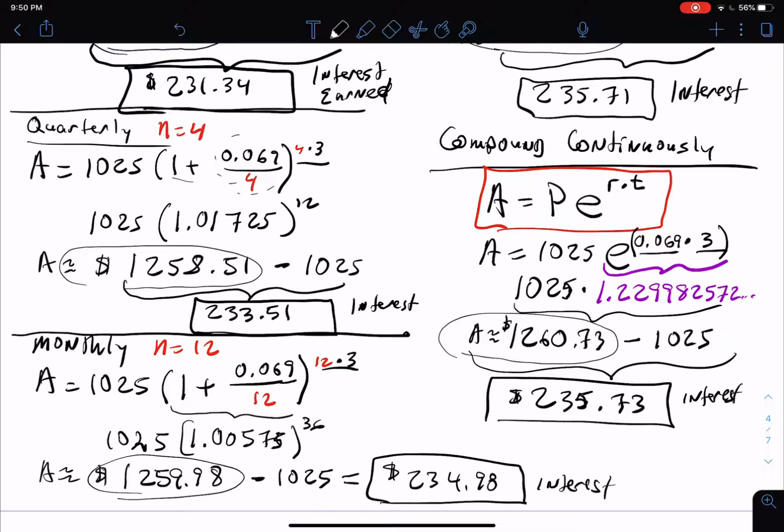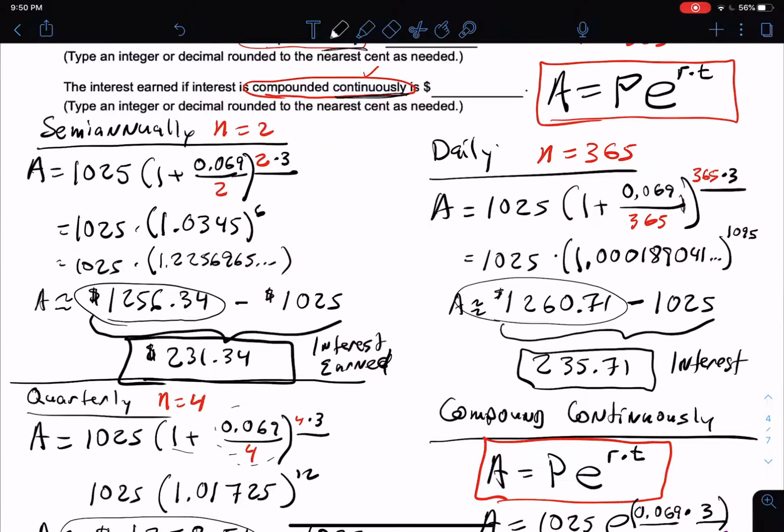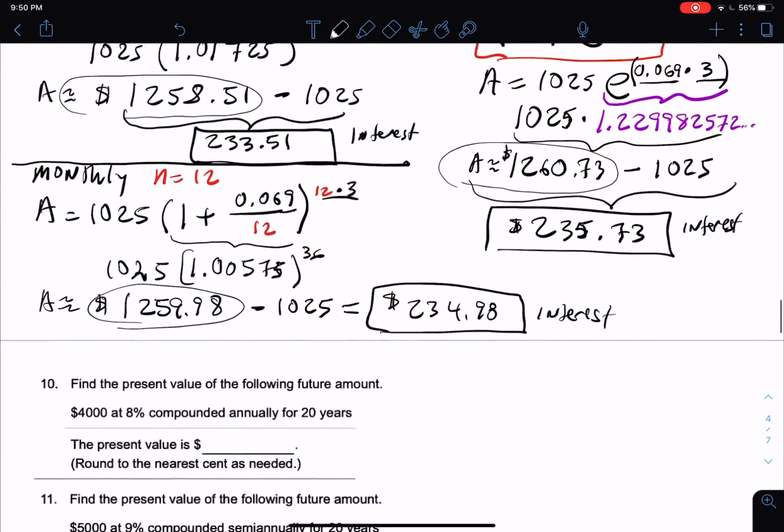But as I said, over time, it does end up being a big difference, especially between continuous and compounding just annually or semi-annually, where you're just doing it once or twice a year. Okay, let's move on. We're getting there. Whew.